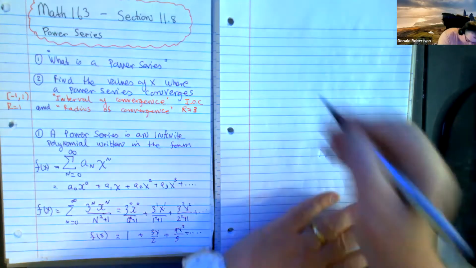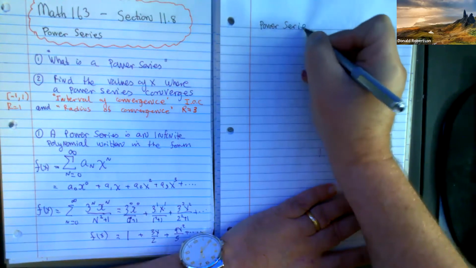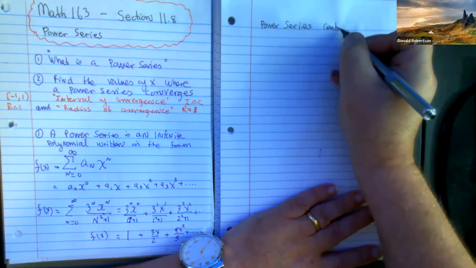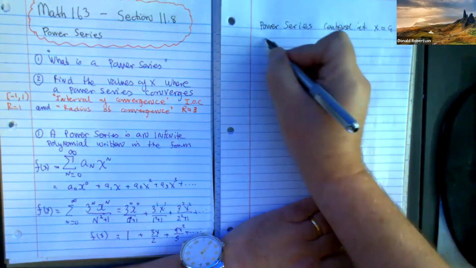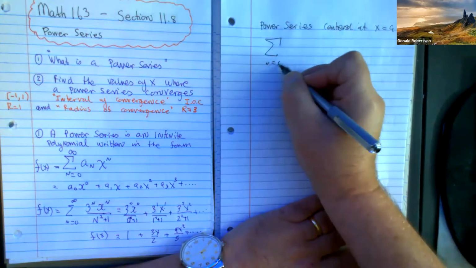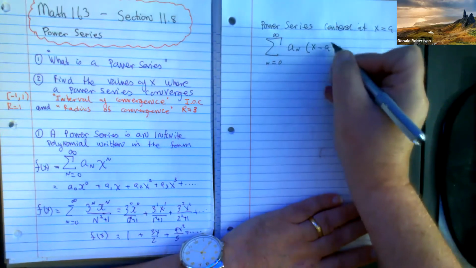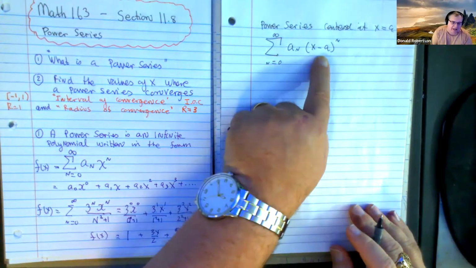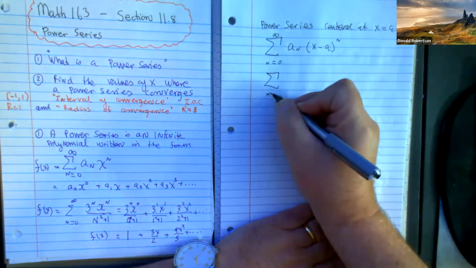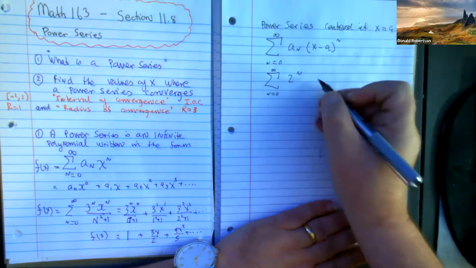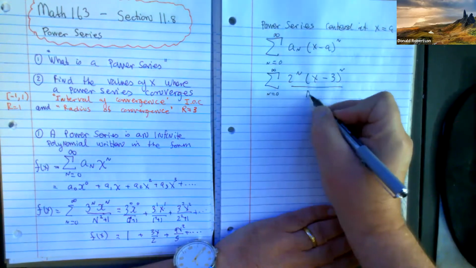We couldn't. So what we're going to look at now is a power series centered at x equals a, and they look like this: the sum from n equals 0 to infinity of a_n times (x minus a) to the n. That's the only difference. You don't have an x to the n, you have an x minus a. So an example of that: 2 to the n, (x minus 3) to the n over n cubed.